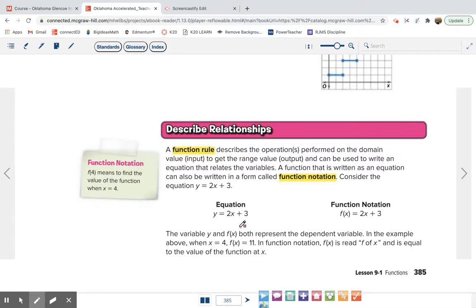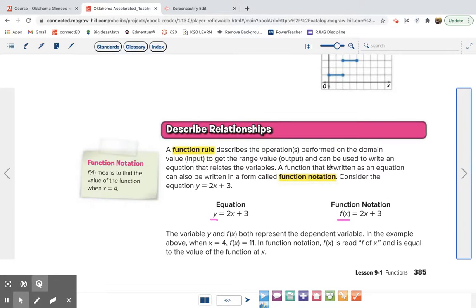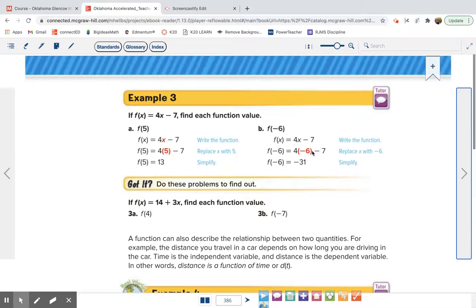They both represent the dependent variable, your y. So when x equals 4, if I plug 4 in for x, 2 times 4 is 8, plus 3 is 11. You would say f of x equals 11. F of x is equal to the value of the function at x. Same thing for y. It's just another way that we're going to see it written. So with that, we can look at our next example.